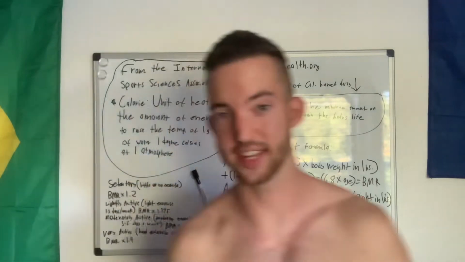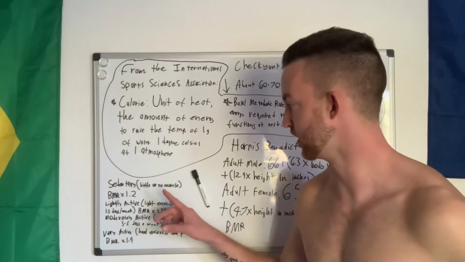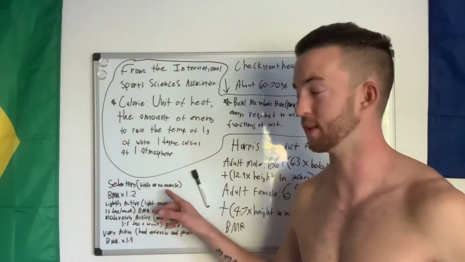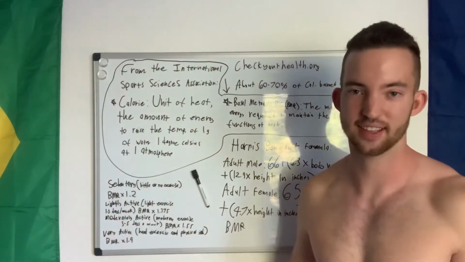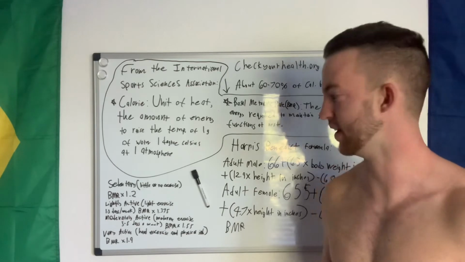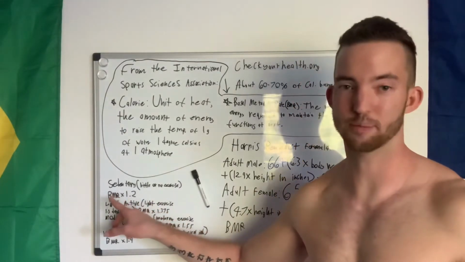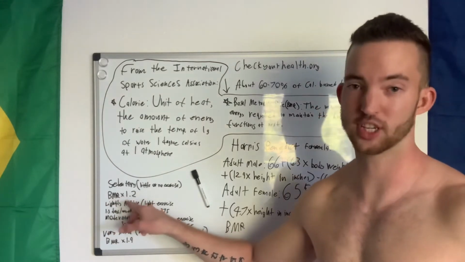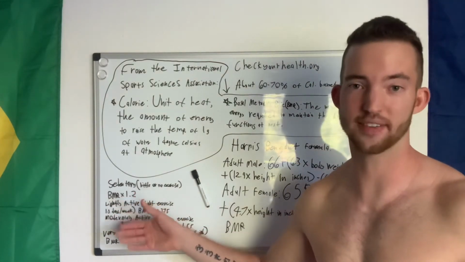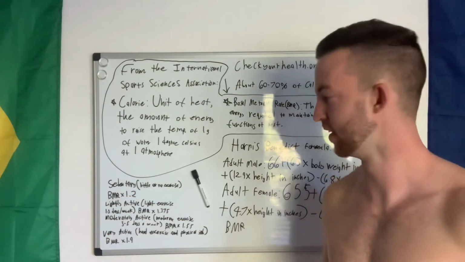So now we're going to go over here, and we're going to do the second part of our formula. For a sedentary individual, or someone who does very light exercise, doesn't move around much, we would take our BMR, or basal metabolic rate, and multiply that by 1.2. And that would give us the estimate of how many calories we would need in a day.